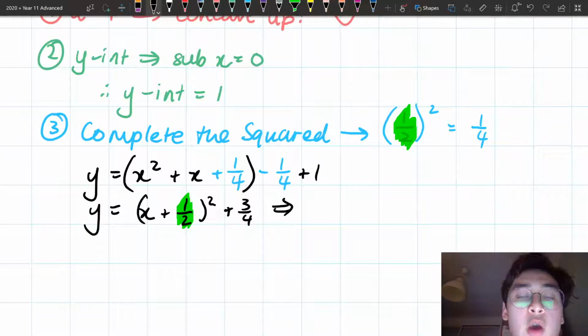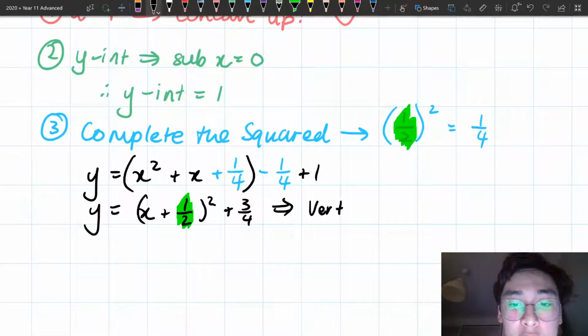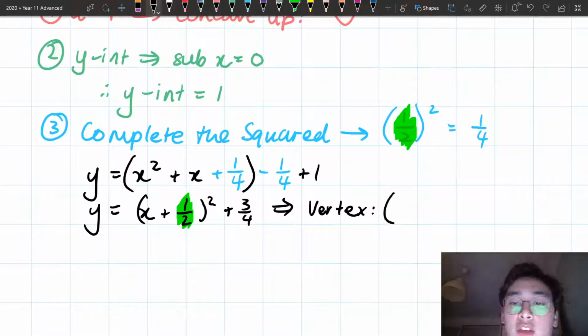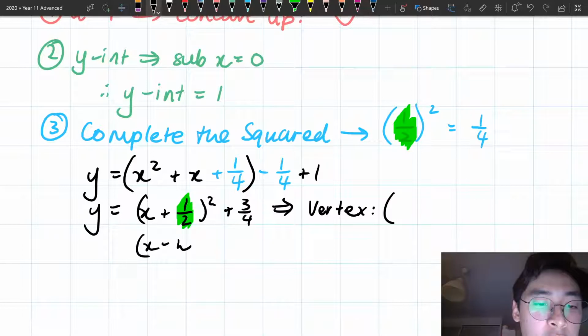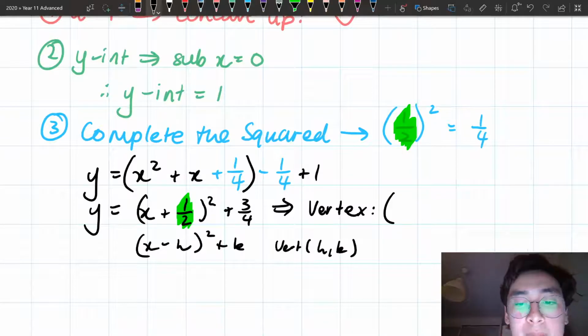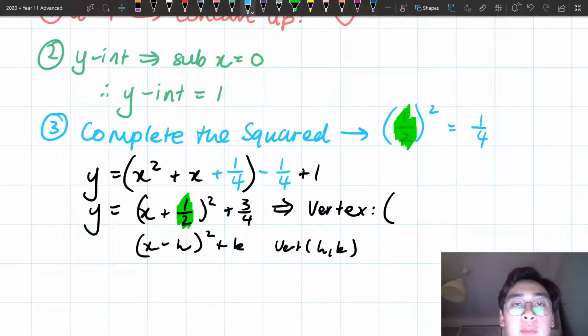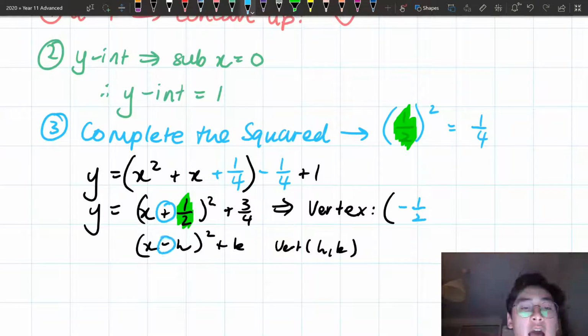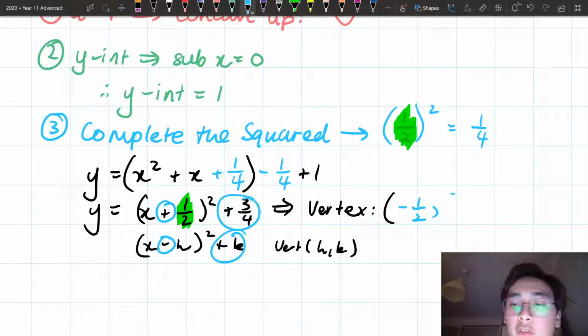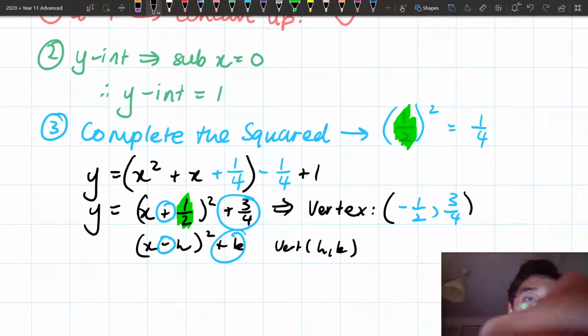And so from here, we can read off the vertex really easily. The vertex, if you remember, in vertex form, is (h, k). What I'm going to write for my vertex is actually negative a half, because in my completed square form I've got x plus a half, all squared, whereas the version we need is x minus h, all squared. So I'm going to take negative a half to make it fit that version, and k is just my 3/4. Okay, so I've got my vertex.